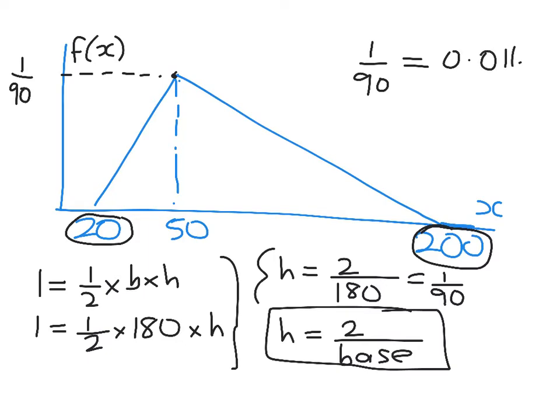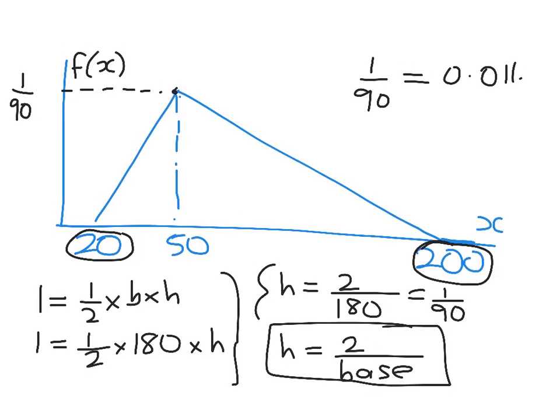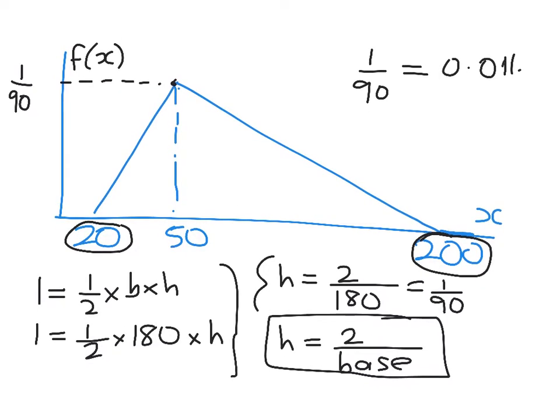Either dot, dot, dot. Oh no, what's happened? Okay, 1, 1, 1, 1, 1, going on forever, or you could write it as 0.01 recurring if you like recurring decimals, but you're better off to just leave it as a fraction.